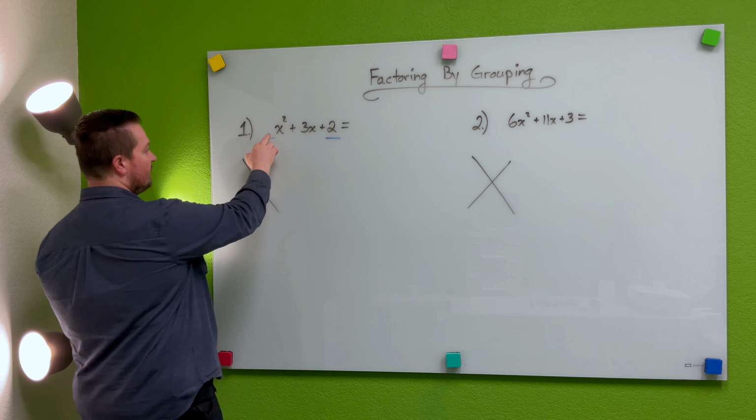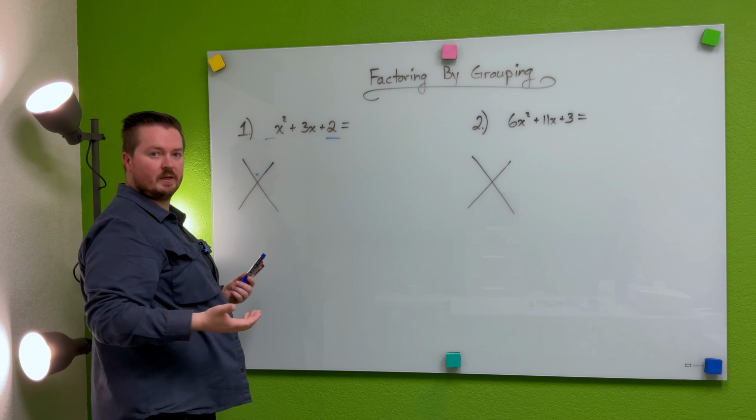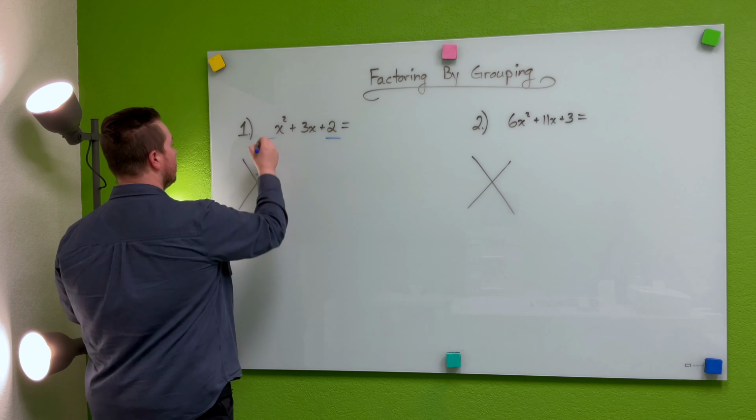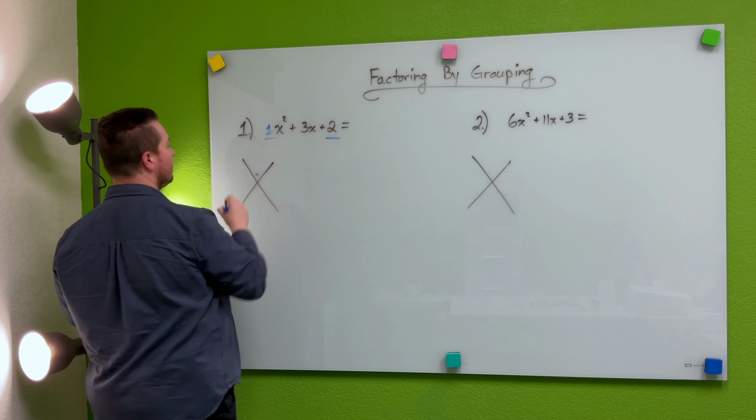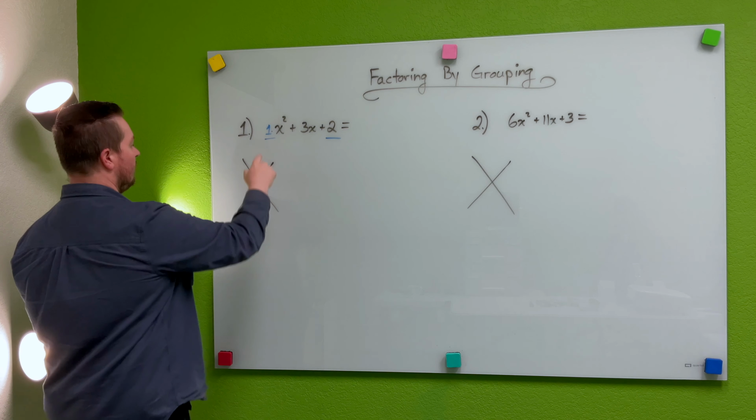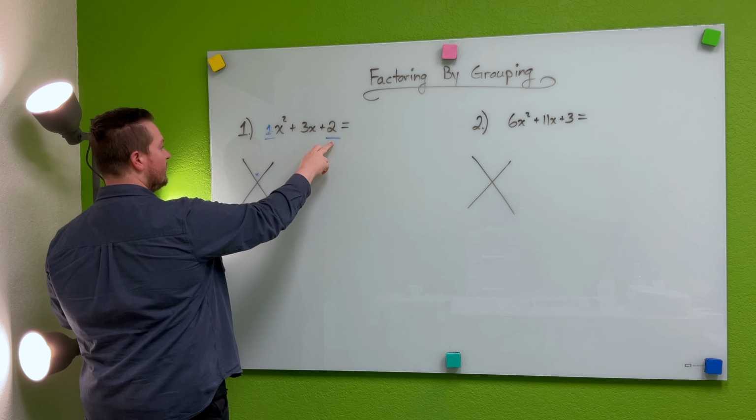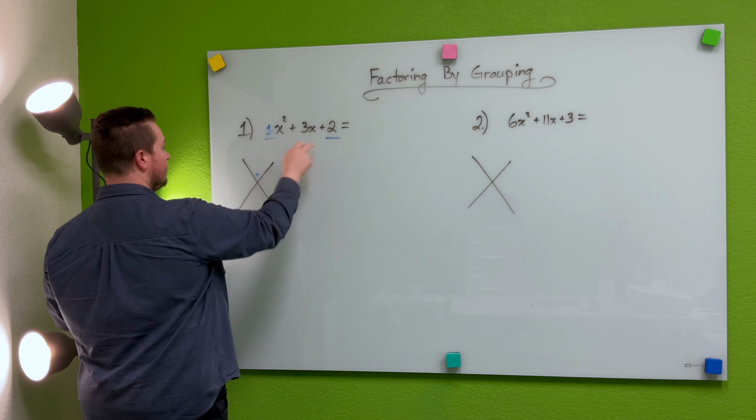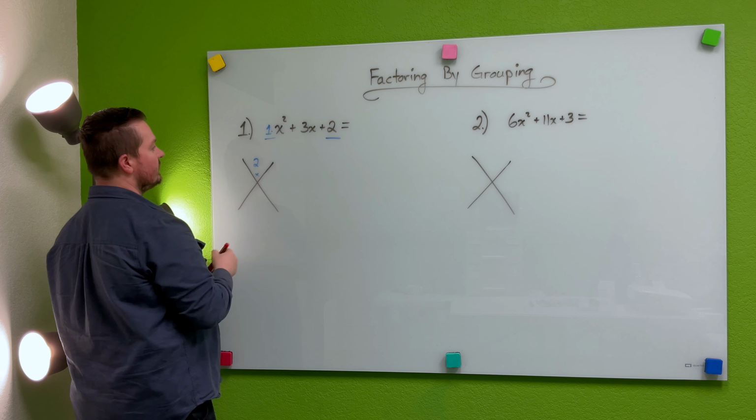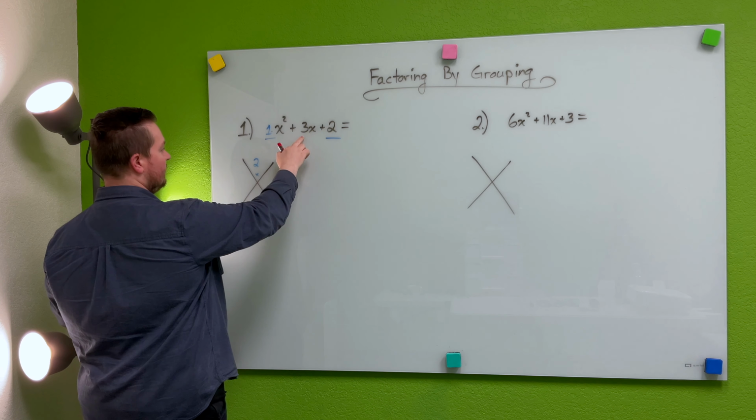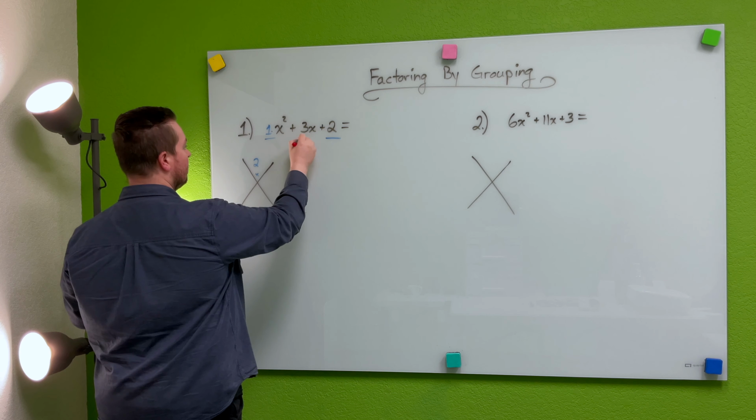So if you don't see a number in front of x squared, what number is technically there? Well, there's only one x squared sitting here, so the leading coefficient is a 1. So we're going to multiply the leading coefficient and the constant term. 1 times 2 is 2. Next, we focus on the coefficient in front of the x right here.